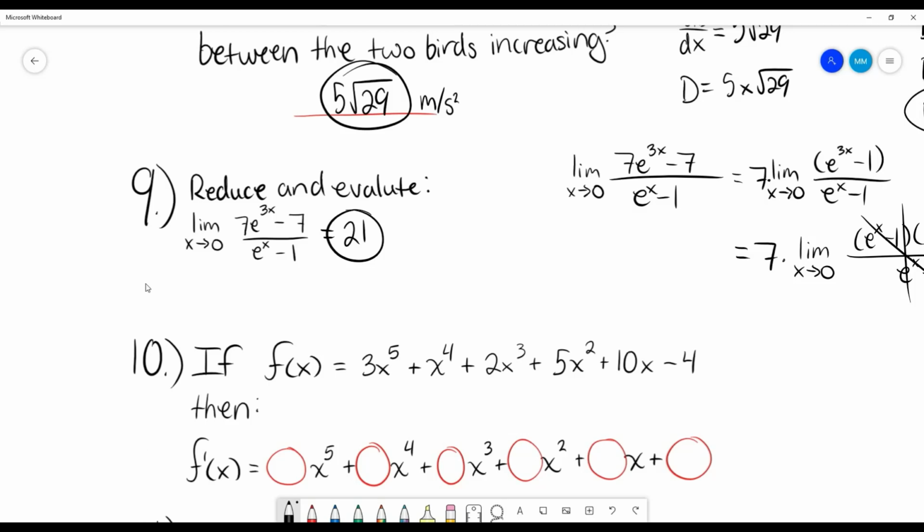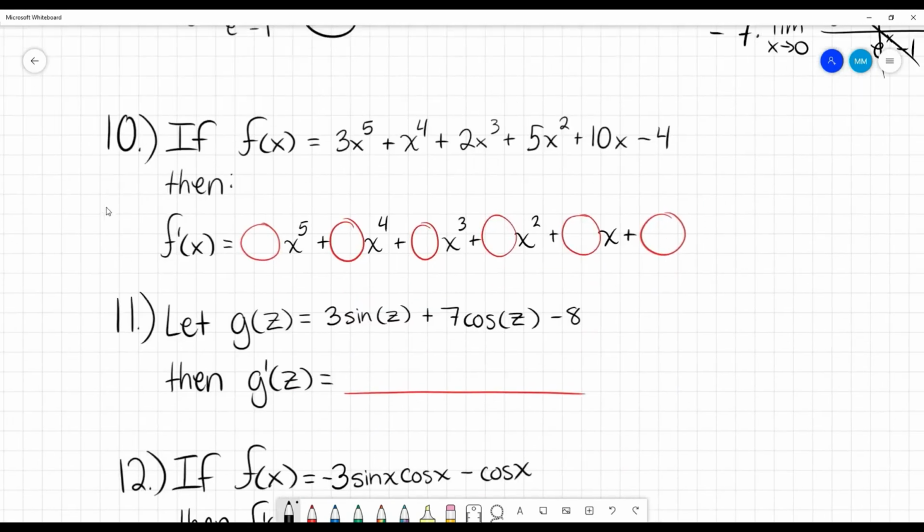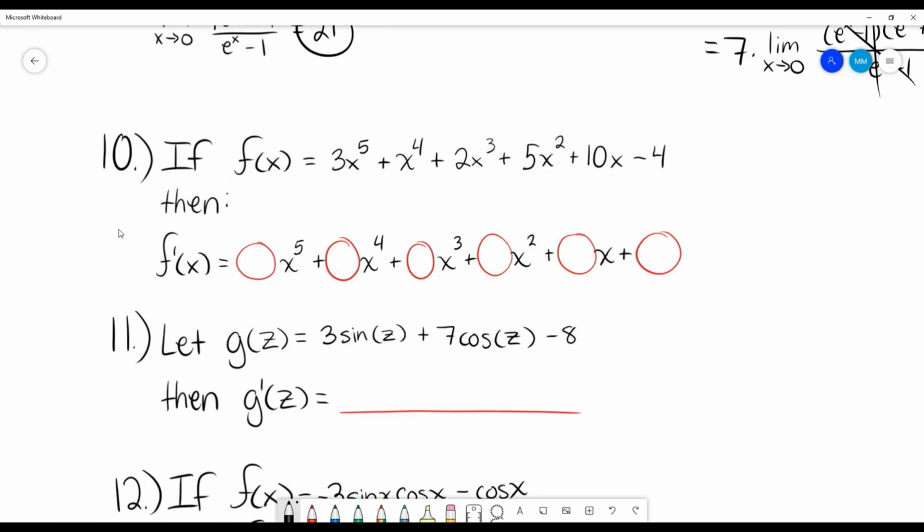Let's try number 10 next. This is based on our sum rule, which basically means that if you're adding two bits, like 3x to the 5th plus x to the 4th, then the derivative is just the derivative of this plus the derivative of this, because we're adding. It only becomes complicated if we start multiplying or dividing, really.